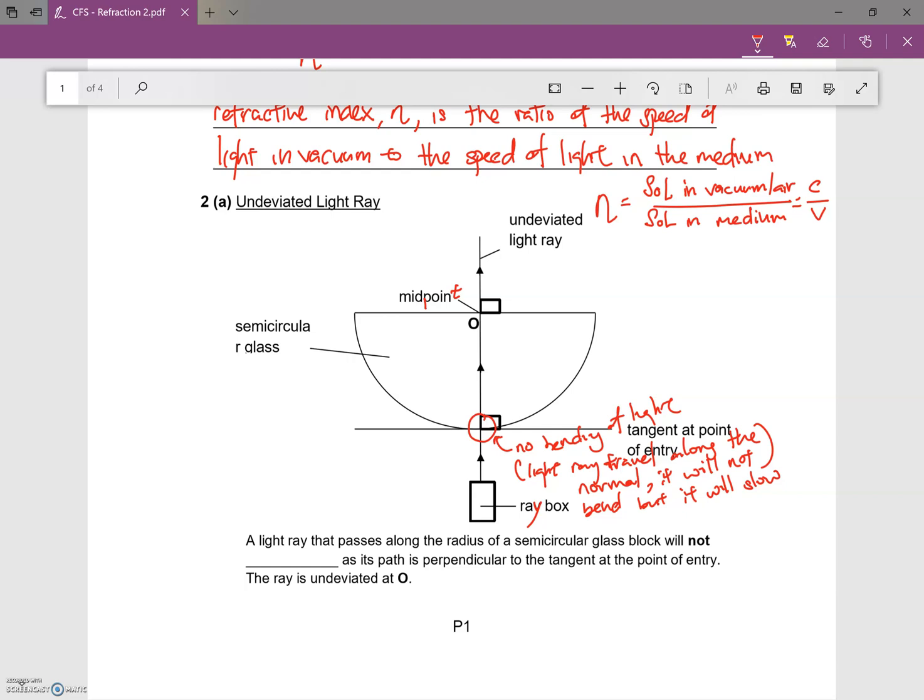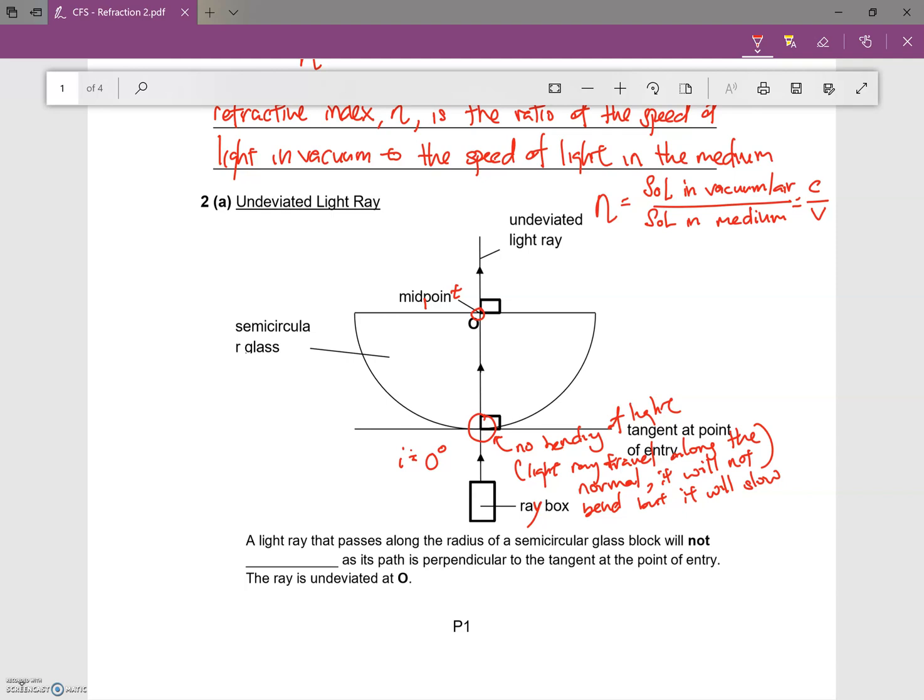We do know that it will tend to bend, but in this case, because the light is traveling along the normal, the angle of incidence is actually 0 degrees. If the angle of incidence is 0, the angle of refraction would naturally be 0 because there's no other direction to bend.